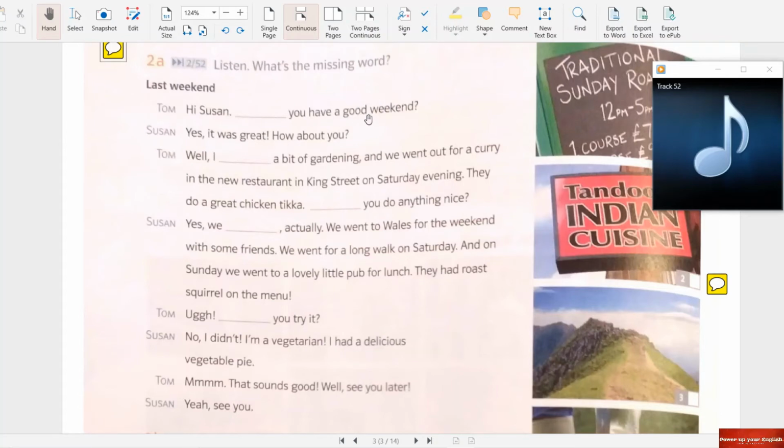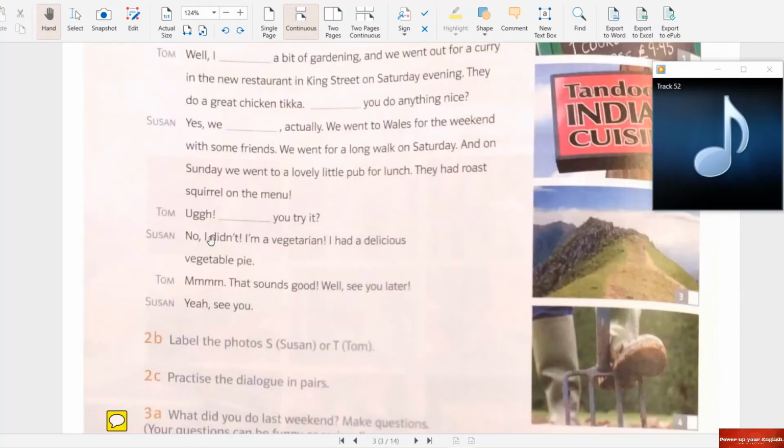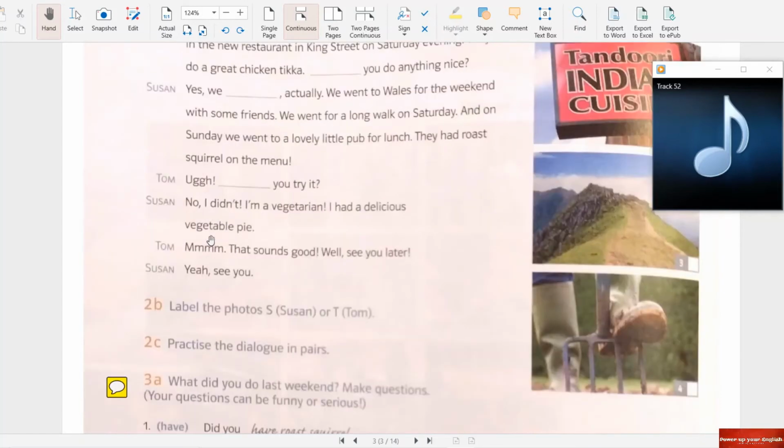Have, did you have a good weekend? They had. So have in the past becomes had, not in the questions because we have did. And again, did you try it? What, roast squirrel? Go and look for what roast squirrel is. So now let's label the photos, a bit of comprehension. So Susan or Tom, who did what?